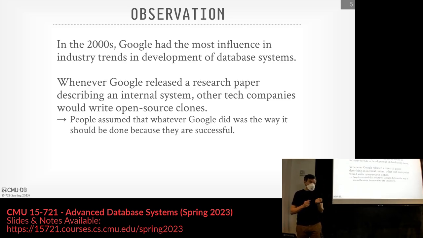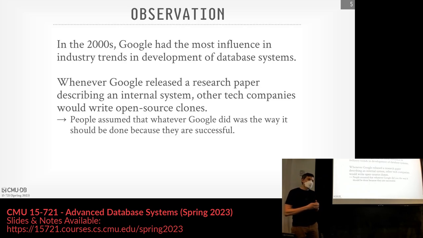But every time Google put out a paper, people at other tech companies would take those papers and write open source clones of them. The mindset was that Google's so successful, Google's so big, whatever they're doing is probably the right way to be doing it, so we should be doing the same thing. Everyone's sort of copying what they did. In some cases, I think this is warranted. Other things, maybe less so.